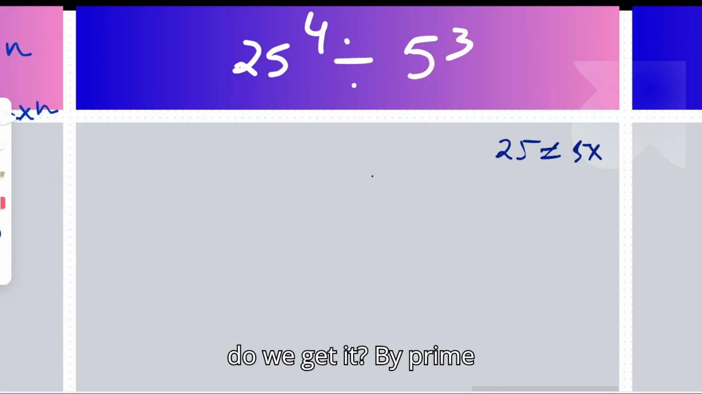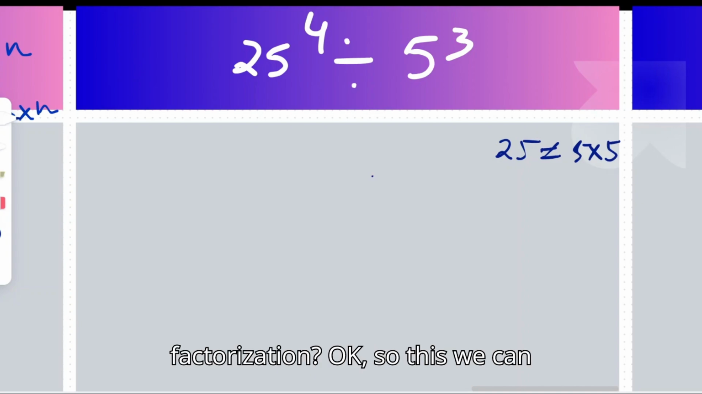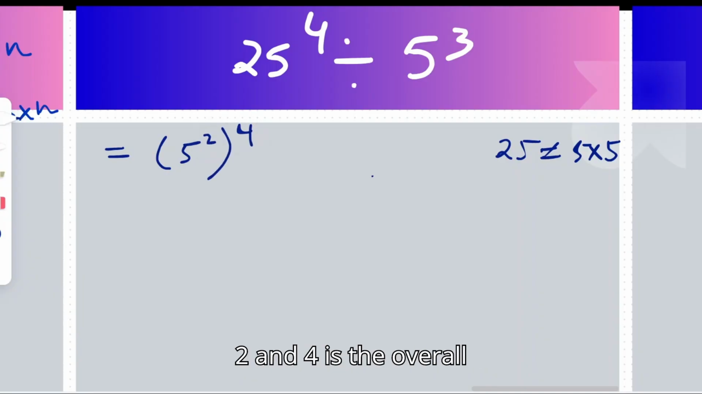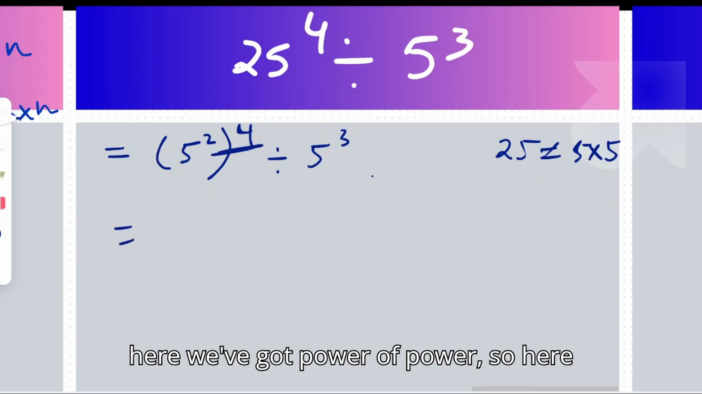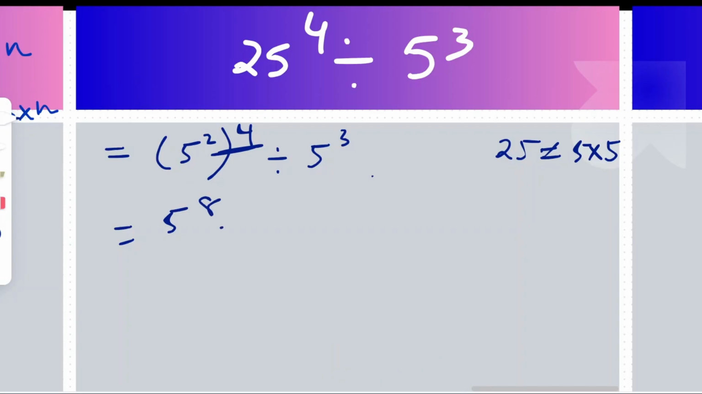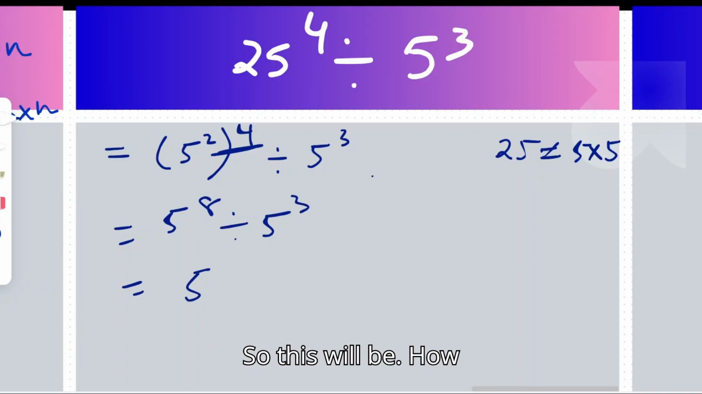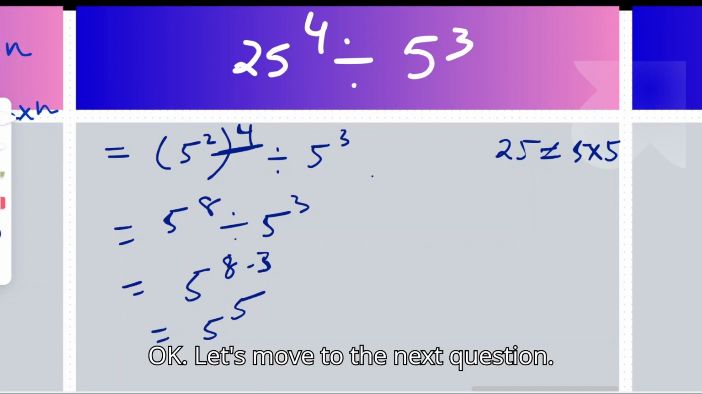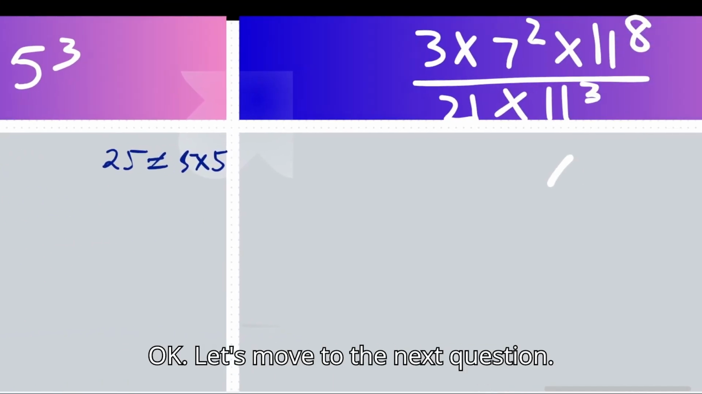And how do we get it? By prime factorization. Okay, so this we can write as 5 raised to the power 2 and 4 is the overall power, right? Now here we got power of power. So here you will solve it. So this will be how much? 8 minus 5, 8 minus 3 I mean. So it is 5. Okay, let's move to the next question.